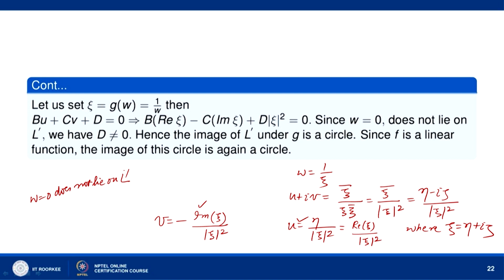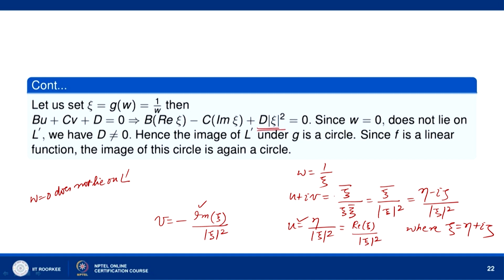Okay, so, under the mapping xi equal to 1 by W, what happens? d cannot be 0 because d equal to 0 means u and v are zeros. See, when W equal to 0 lies on L dash, u and v both will be 0. So, d will be 0. Okay. So, W equal to 0 does not lie on L dash means d cannot be 0, and hence we have this coefficient of mod of xi square. This d is non-zero, and therefore b real part of xi minus c imaginary part of xi plus d times mod of xi square.